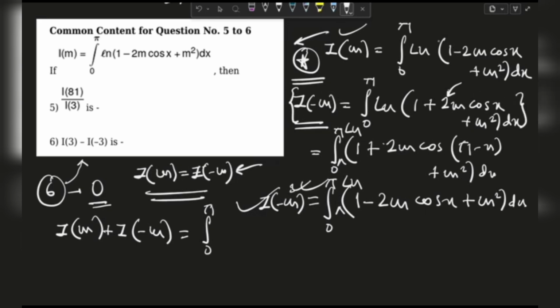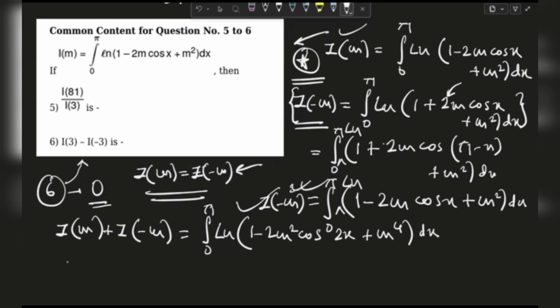The reason is that we have 1 plus m square minus 2m cos x, and 1 plus m square plus 2m cos x. So a plus b into a minus b. Something of that sort will happen, and we will automatically have this, which is ln of 1 minus 2m square cosine 2x plus m power 4 dx. This is what we will have.